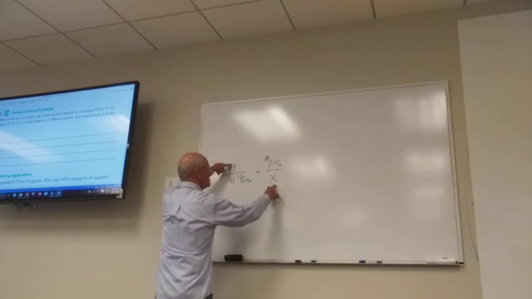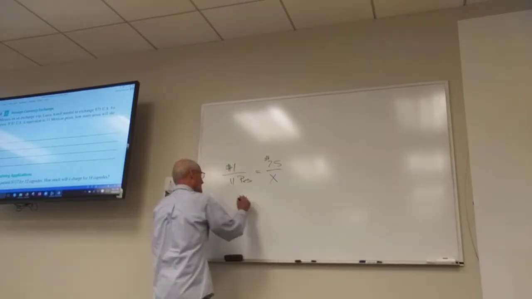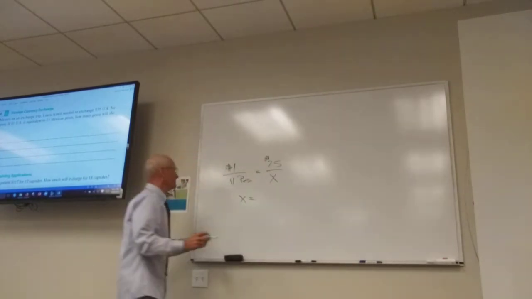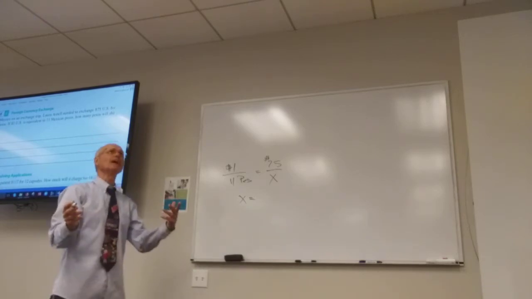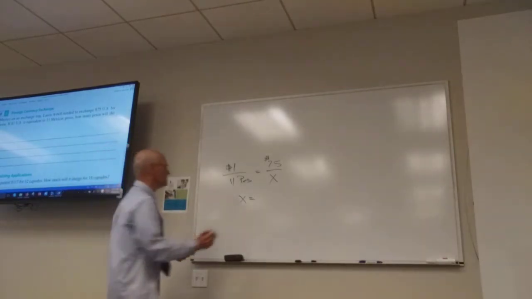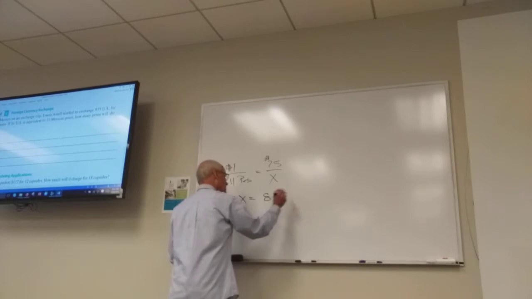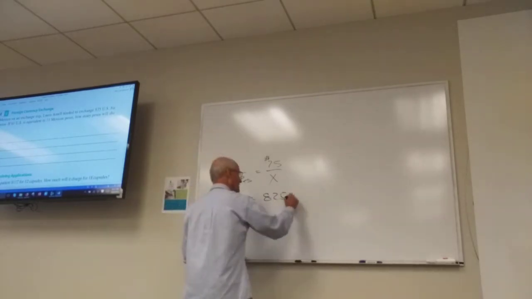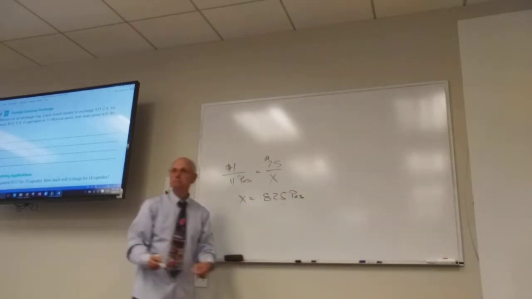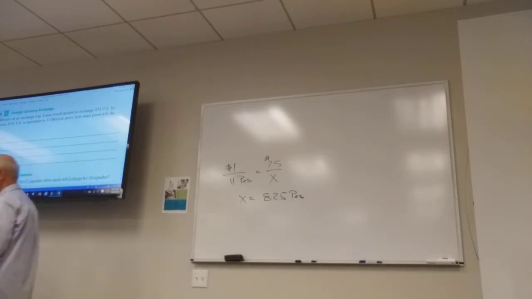Good news is, this one's easy. 1 times x is x. 75, 750 and 75, 825. Okay, x is 825 pesos. Not a difficult problem.